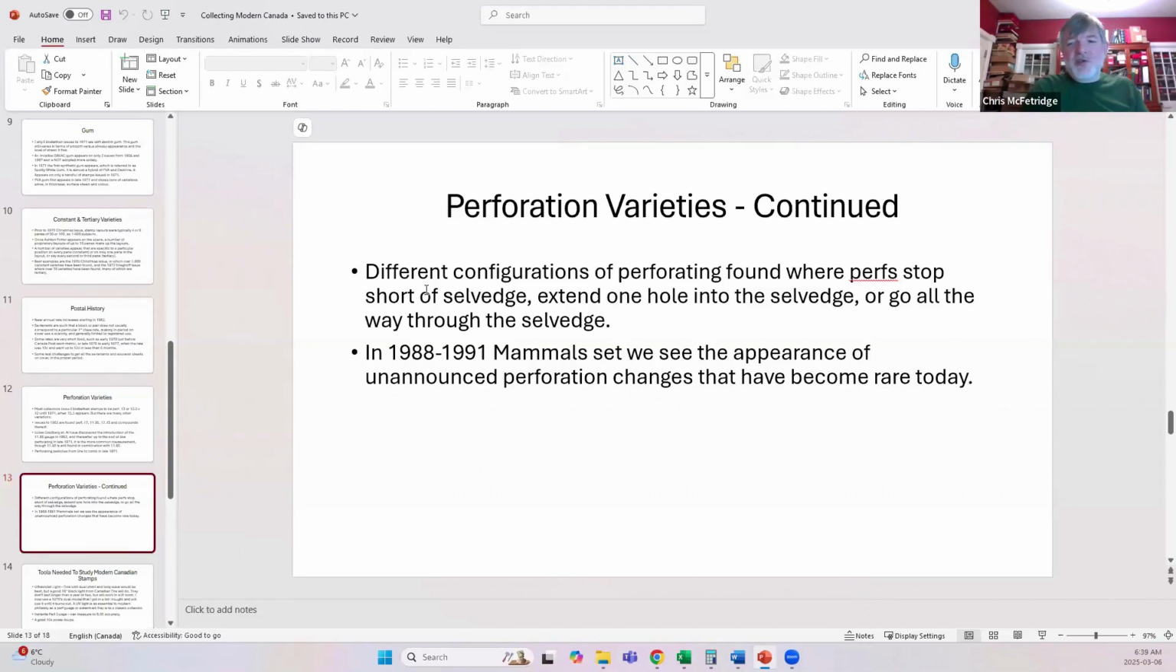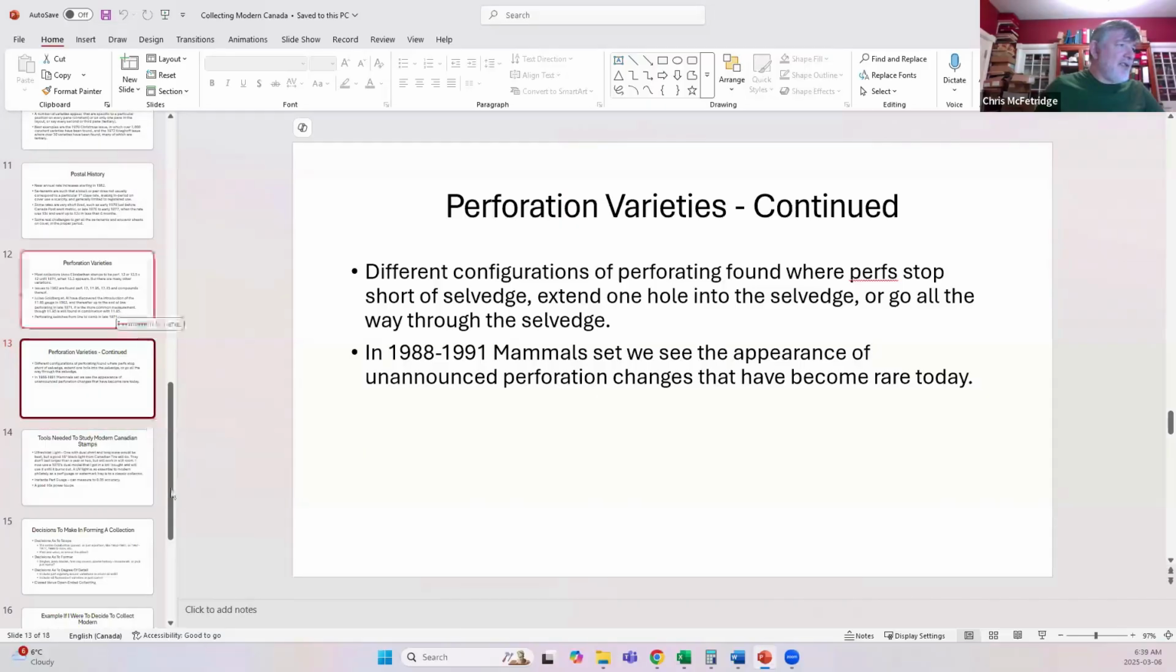On most issues, it's going to be one or the other, but there are, especially in Great Britain, this is one area where you guys will have more of this than Canada. You'll have all three types on many of the Machin heads and many of the commemoratives. And some of your perforation configurations are much scarcer than others, and they're usually collected on cylinder blocks. But that's a very fertile area for a GB specialist. So there, I talked about the 1988 mammals set, which had the changes.